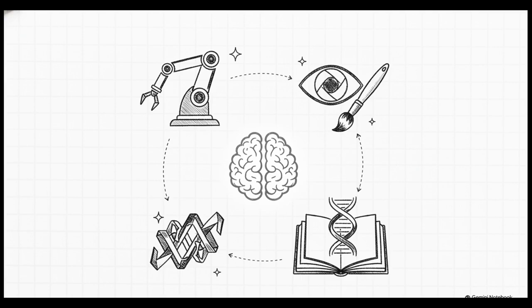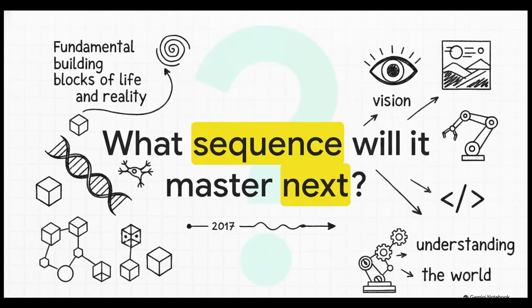Even in robotics, we are seeing decision transformers treat a robot's physical actions over time as a sequence, helping machines learn to navigate the real world. We've moved from literally just predicting the next word on a screen to predicting the fundamental building blocks of life and reality. This architecture, which was born from a simple desire to improve machine translation back in 2017, is now a general-purpose engine for understanding our world.